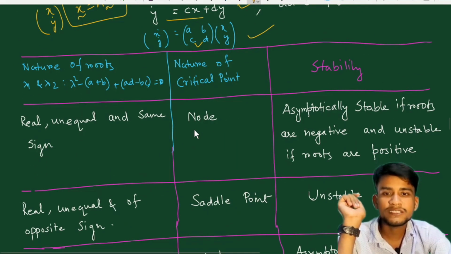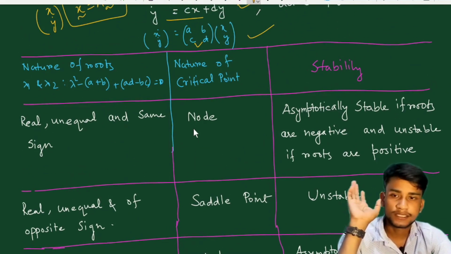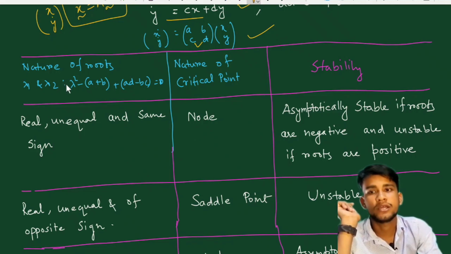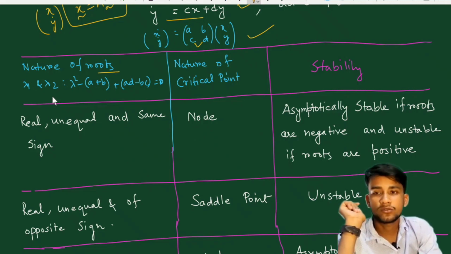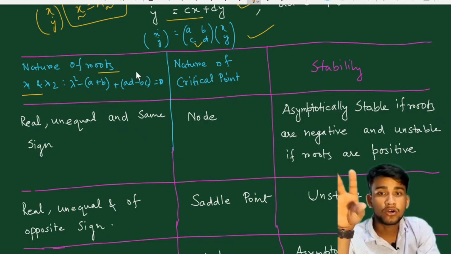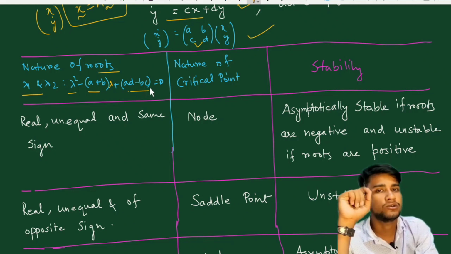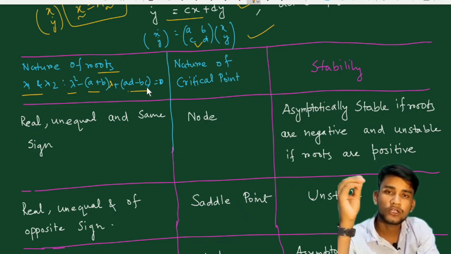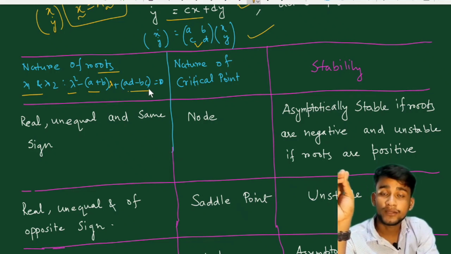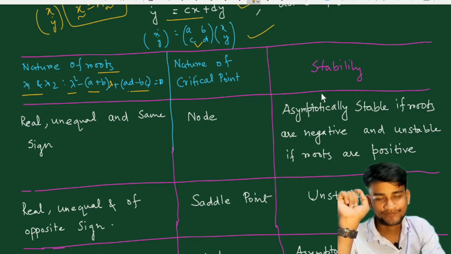Now, questions based directly on the nature of roots come in CSIR NET or any other exam. So the nature of the roots are lambda 1 and lambda 2. How do we calculate the roots from the given system? Lambda squared minus (a + d) lambda plus (ad - bc) equals 0. We all know how to calculate the eigenvalues of a matrix, so I think there is no issue.